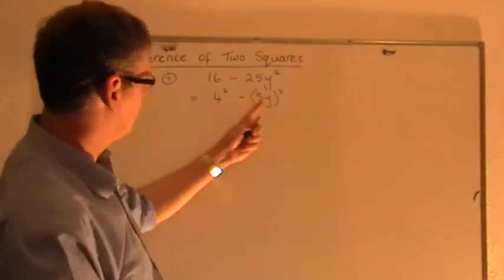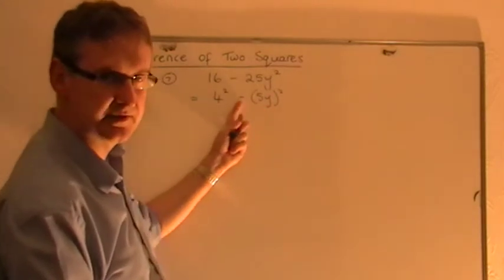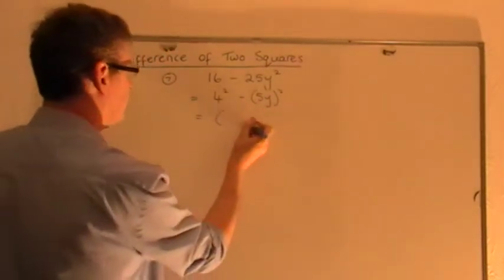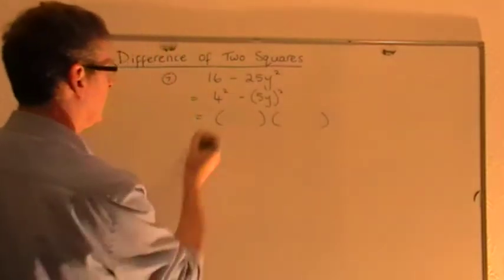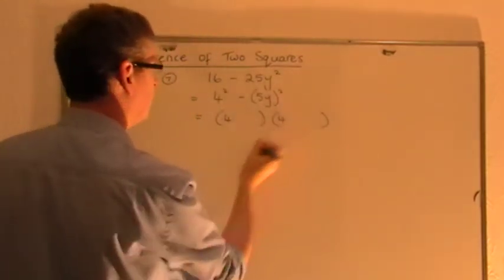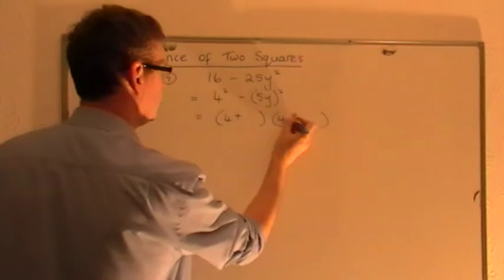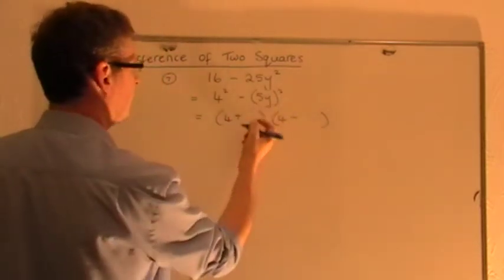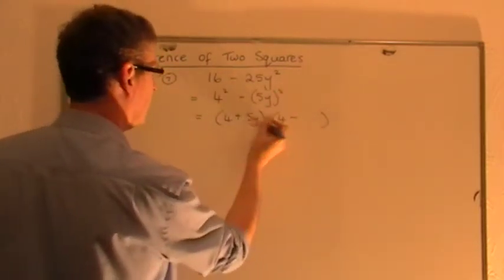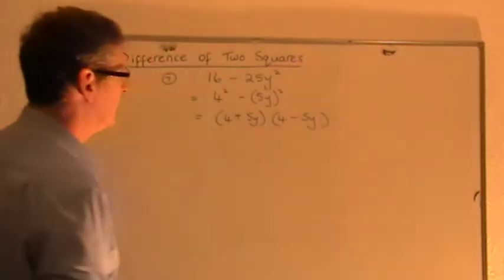So there's one square term, there's another square term, and we've got the difference of them. Okay, so therefore the two brackets will be 4 and 4. One's a plus, one's a minus, and then if that's 5y in a bracket squared, it'll be 5y and 5y. As simple as that.